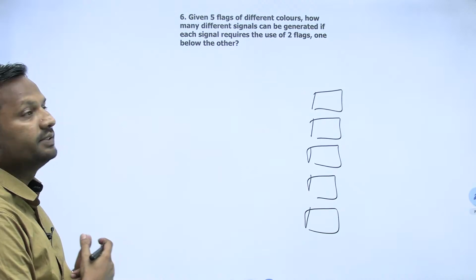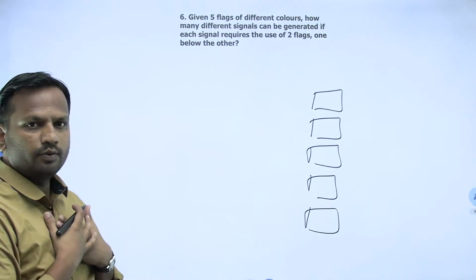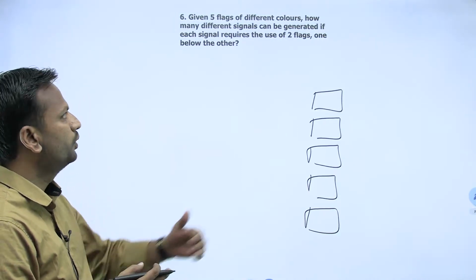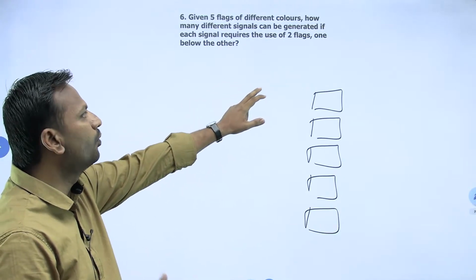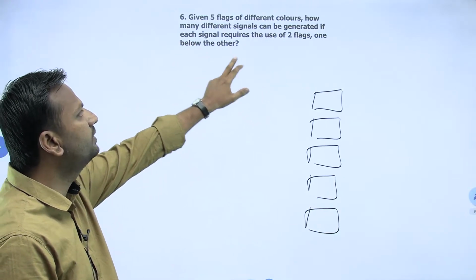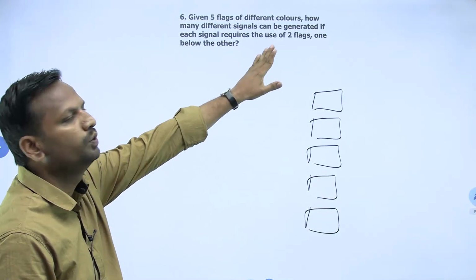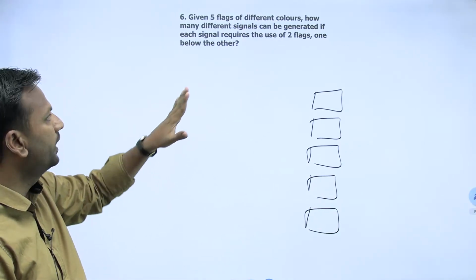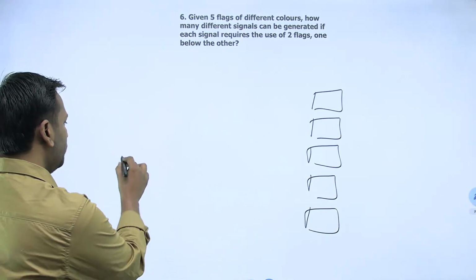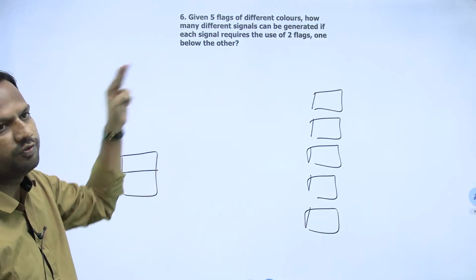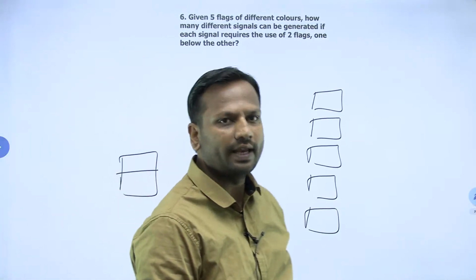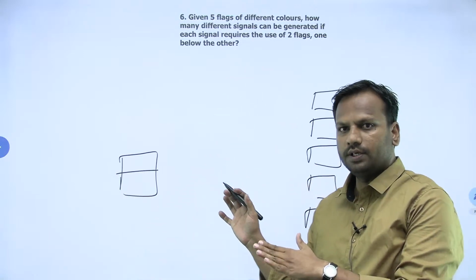So we have 5 flags of different color. How many different signals can be generated? I have to generate the signals using these 5 different colors of flags, that too with the condition there. What condition they have provided? Each signal requires the use of 2 flags, one below the other. I have to generate the signals by taking 2 flags from the 5 different colors of flags. Understood this question here, students?